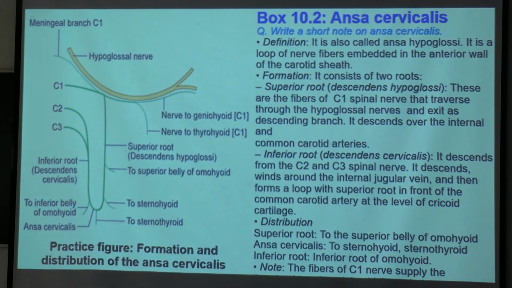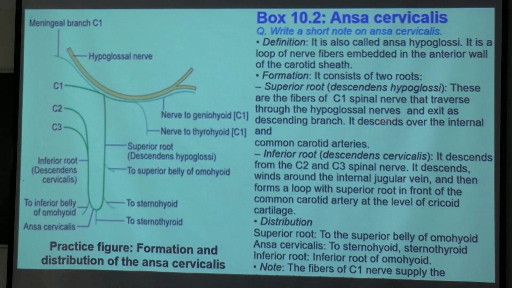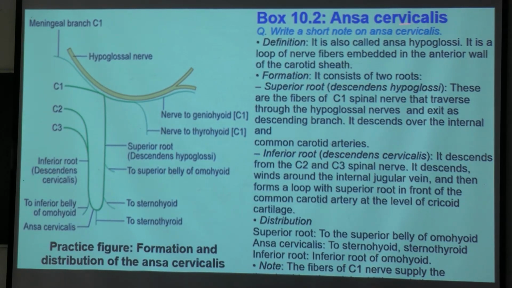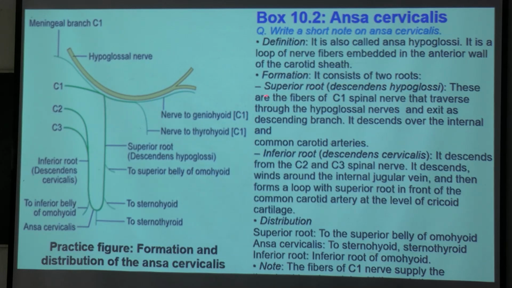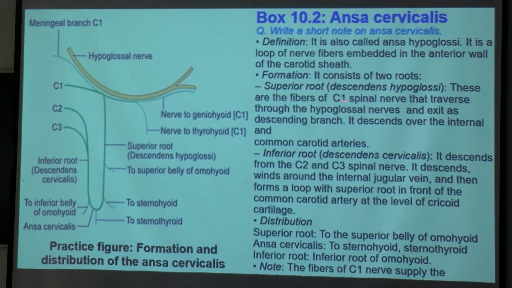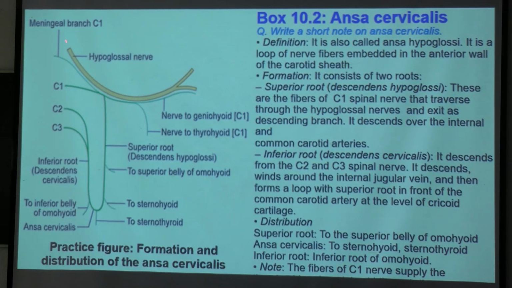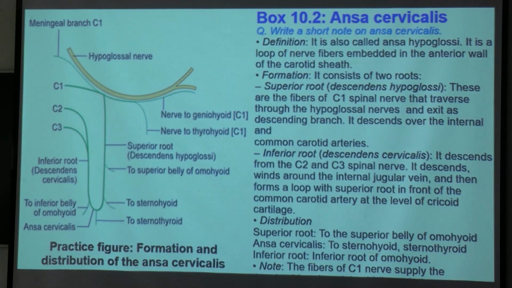Okay. Next we go to Ansa cervicalis. It comes in your short note. Ansa cervicalis. Okay. It is also called Ansa hypoglossi. It is a loop of nerve fibers embedded in the anterior wall of the carotid sheath. How is it formed? It consists of two roots, superior root and inferior root. The superior root is known as descendens hypoglossi. See here, this one is the superior root. It contains fibers from C1, which come along the hypoglossal nerve, and C2 and C3 join to form the inferior root, also known as descendens cervicalis.